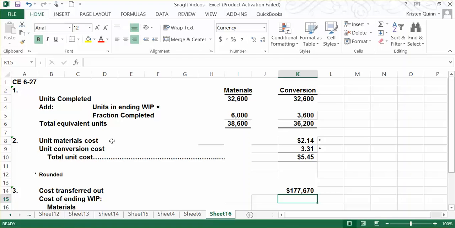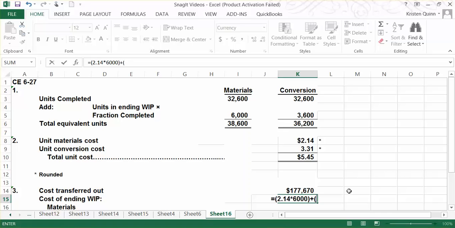For our cost of ending work in process inventory, remember we have two different amounts for equivalent units, one for materials and one for conversion. So we need to apply that out to determine the cost of our ending work in process. We will take our equivalent unit rate for materials of $2.14 and multiply it by our equivalent unit for materials of 6,000.